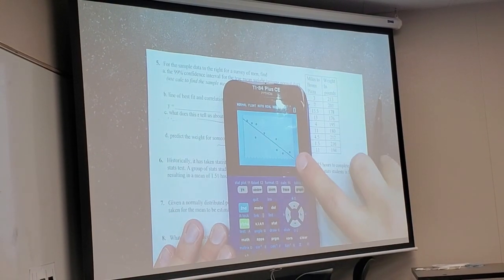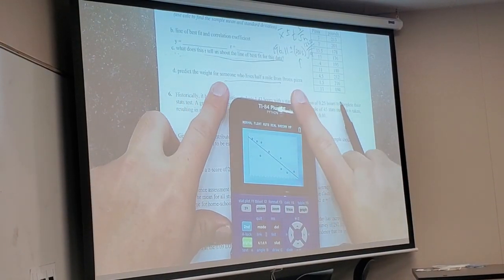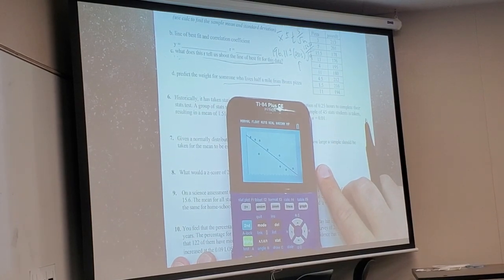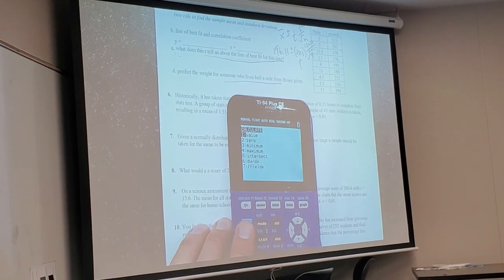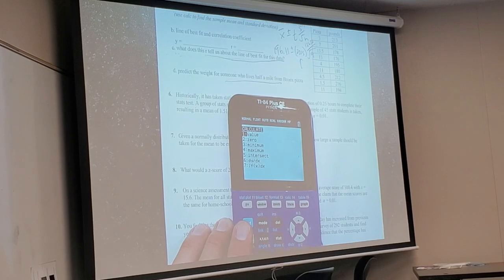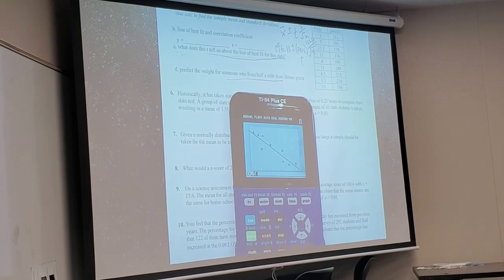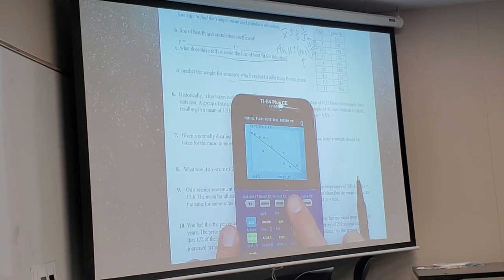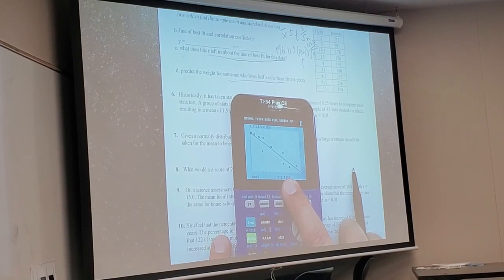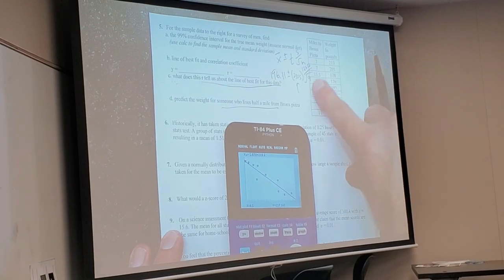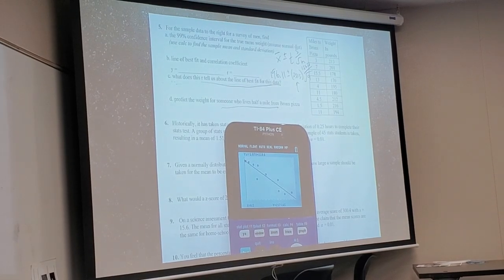How can I use the calculator to do part D? How could I use the graph to do part D? Yeah, second trace to get a calc value, and I want half a mile, right? So there we go. There would be my prediction for somebody who lives half a mile from Bronx Pizza. Now, of course, this is really just silly. This is me just making stuff up, right? On the final, I'm going to give you actual real-life data.